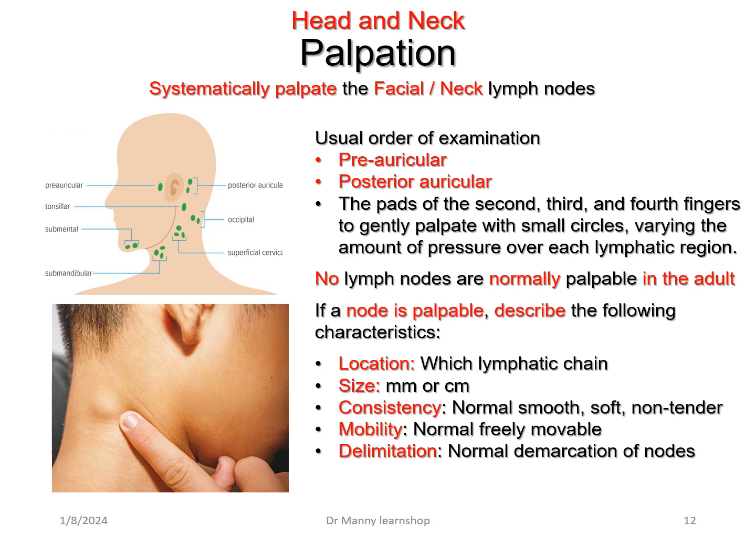If a node is palpable, you should describe the following characteristics. Where is it? The location in which lymphatic chain? The size in millimeters or centimeters? The consistency. Is it smooth, soft, non-tender? Mobility. Normally, they're freely movable. Delimitation basically means normal demarcation of nodes, so they're in a confined area. They're not spread over a large area.